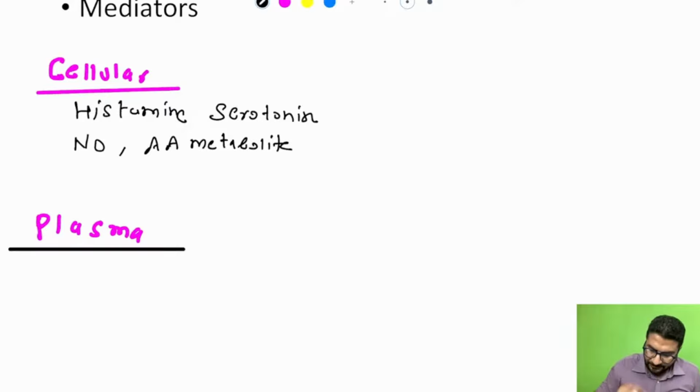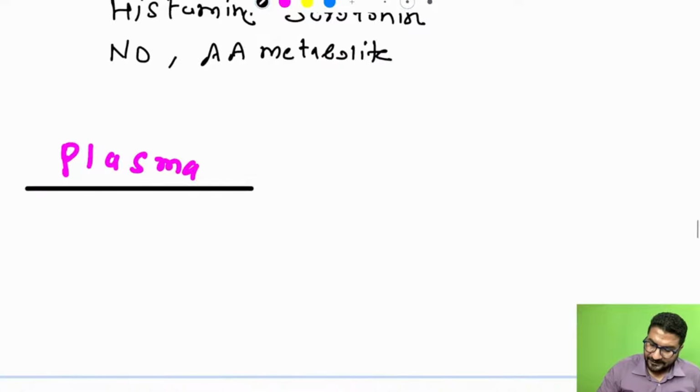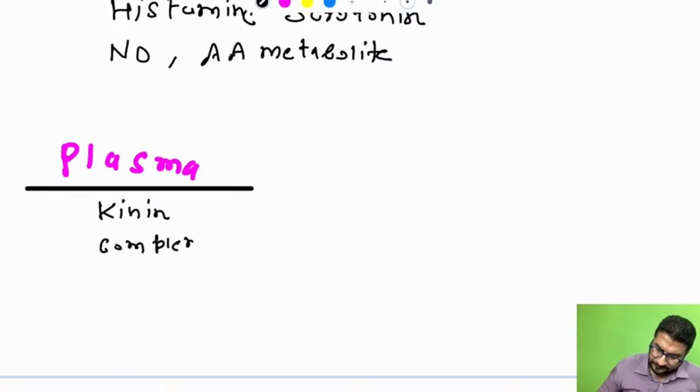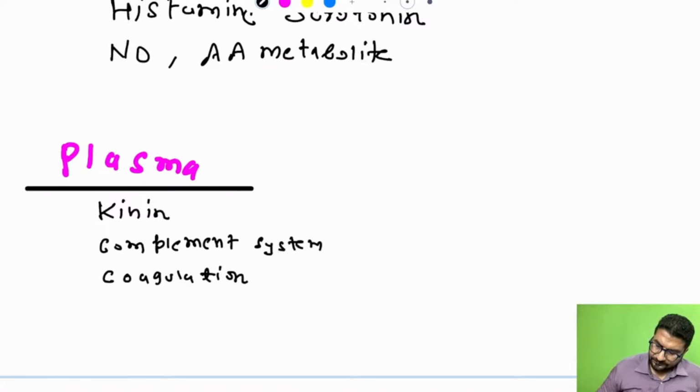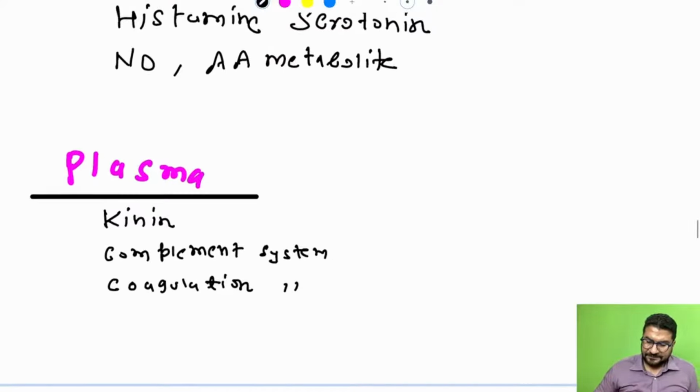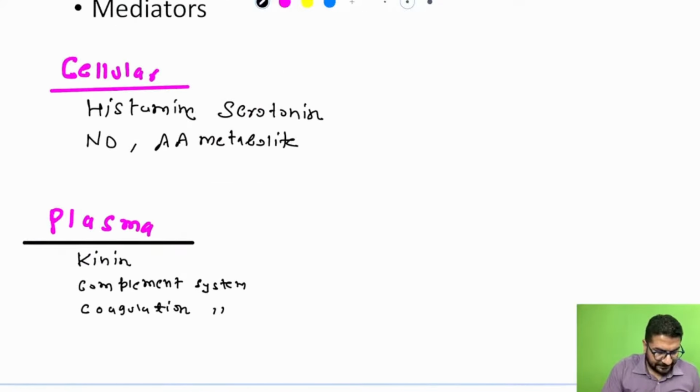In the plasma what do we have? In the plasma we have some systems. We basically have three systems: the kinin system, the complement system, and the coagulation system. So these are in the plasma. So we have in the cells, in the plasma. Done?